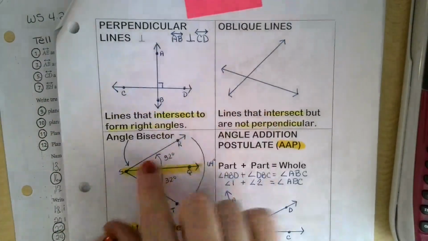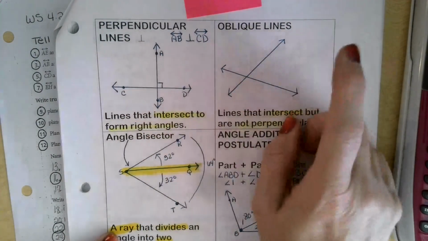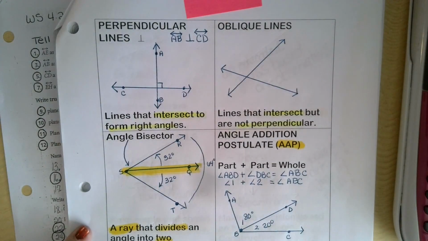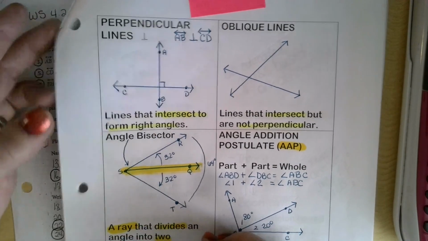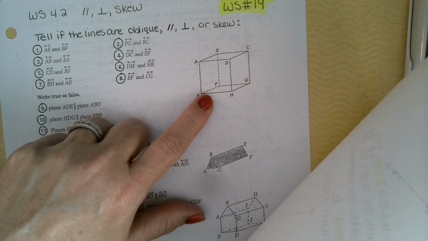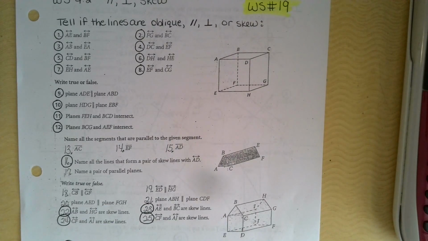You turn to page 7. So if you need to look at these, perpendicular, lines that intersect to form right angles. This is the symbol for perpendicular. And then oblique, it's not parallel. They're intersecting. So they're not parallel. They are intersecting, but they're not perpendicular. Okay. So in this picture here, you may or may not have oblique. I'm not sure. We'll find out. Okay. But those are your definitions for this front page.